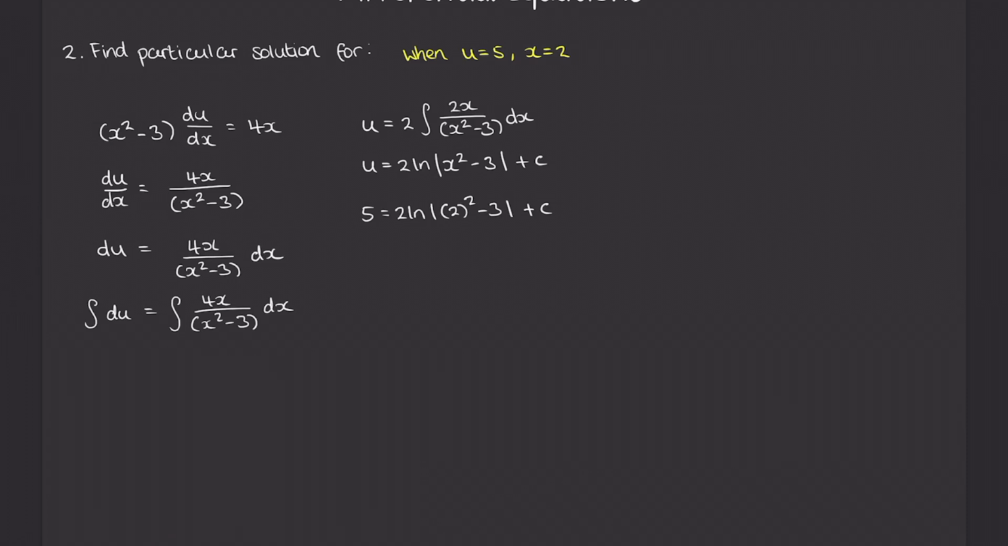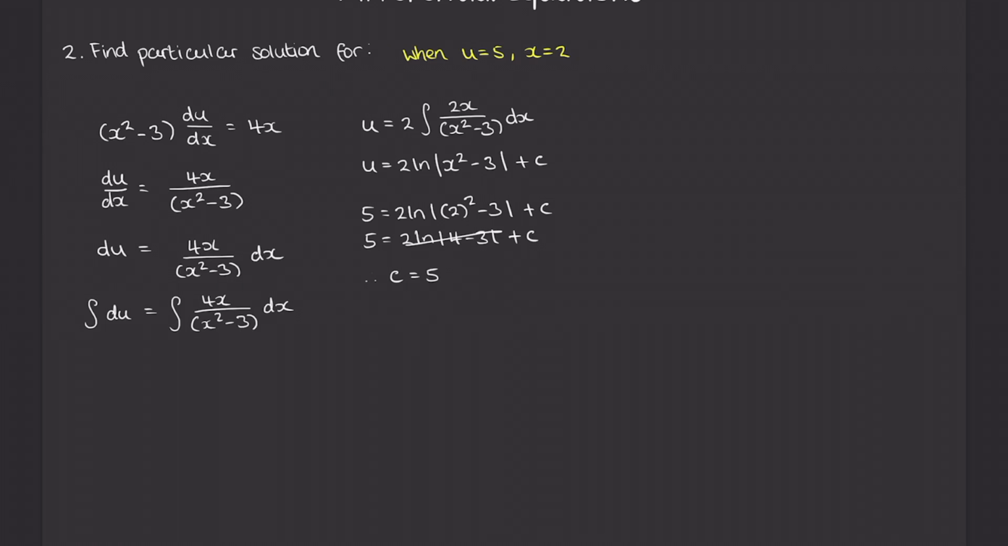And then what we can do here is grab our calculator. Sorry, I just had to grab my calculator there. Okay, so we have 5 equals 2, and then modulus, so we have what? 4 minus 3 plus c, and 4 minus 3 is 1, so ln of 1 is 0, so that doesn't even matter. So this entire bit cancels out because 2 times 0 is just 0. So therefore, our arbitrary constant equals 5, right?